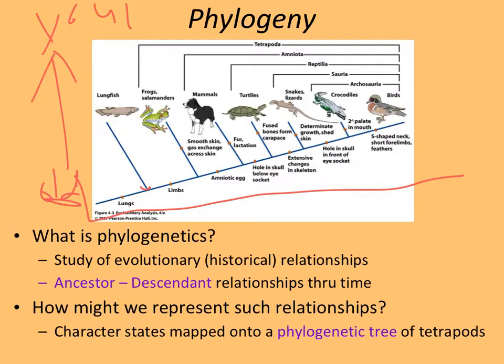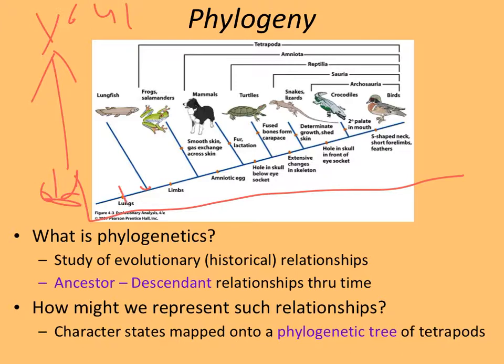Nodes, of course, are right where two branches come together, and then we have branches. And then what we've also done is we've mapped character states onto this phylogeny about when the characters actually showed up. Okay, so we start out with a lungfish. Now, before the lungfish, there was a fish.